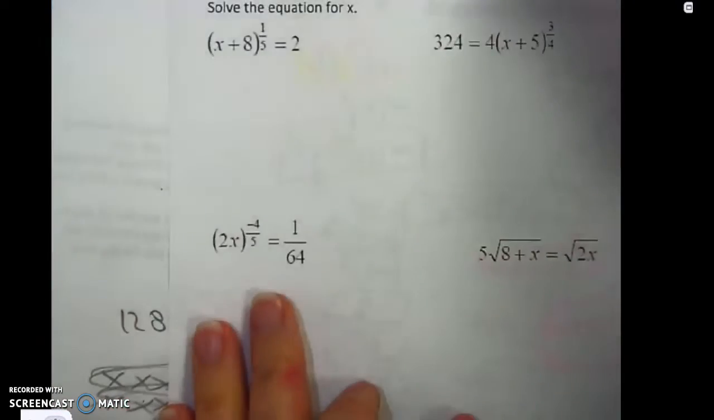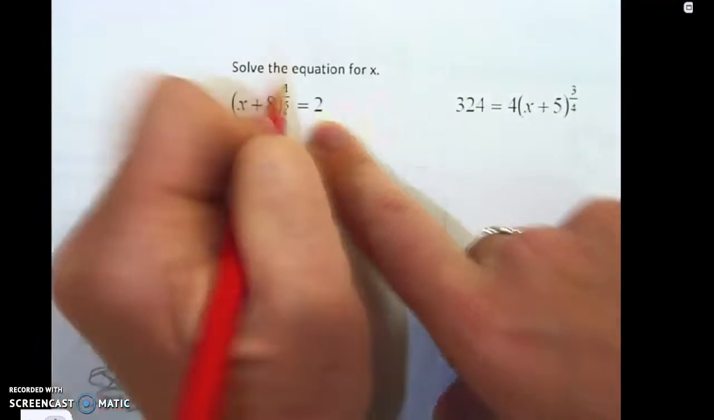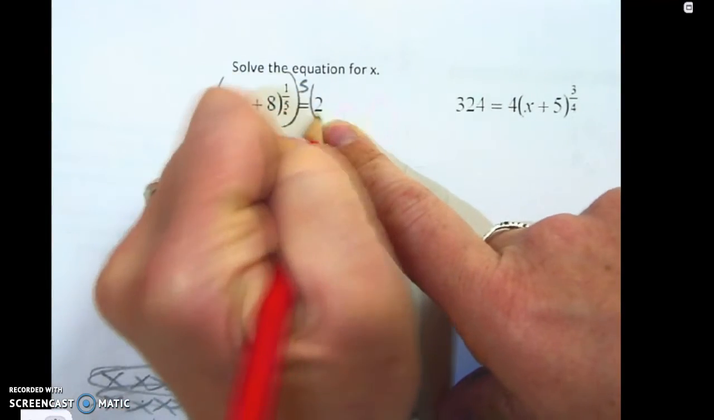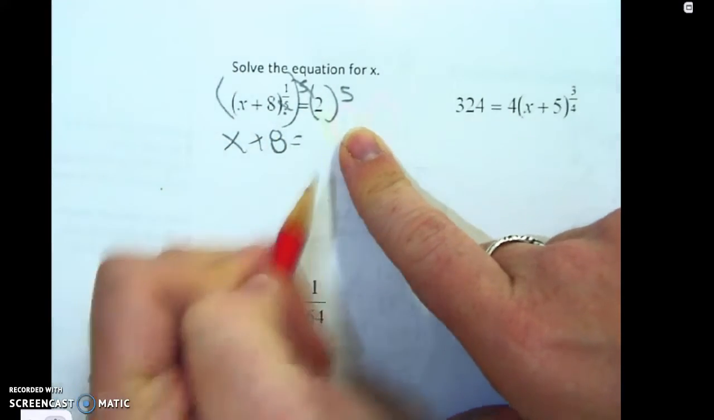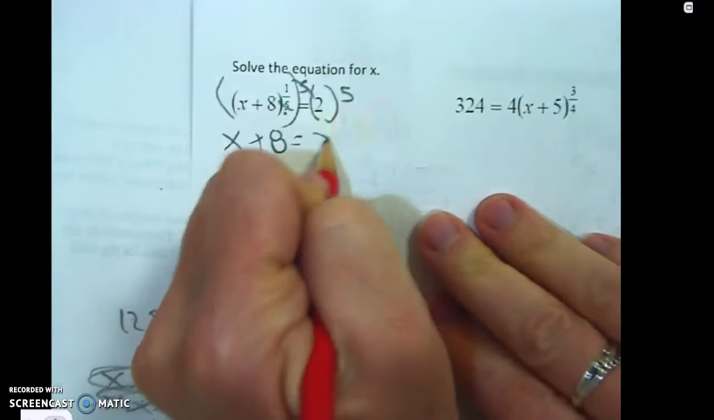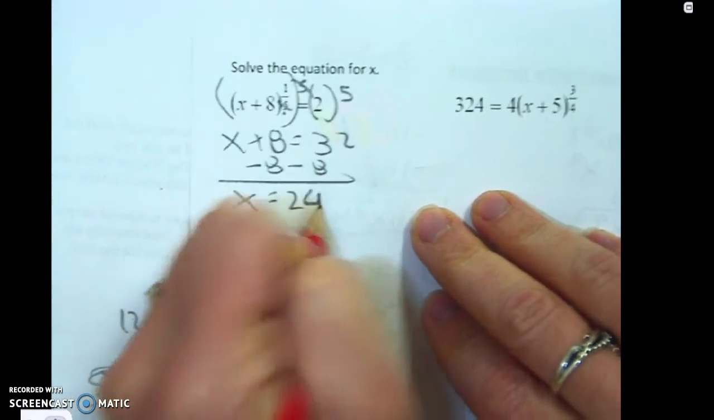Let's go to the back. All right, so we want to solve for x. So since this is to the 1/5, I'm going to take to the 5th power so that that goes away. X plus 8 equals 2 to the 5th means 2 times 2 times 2 times 2 times 2, 32. Subtract 8, x equals 24.